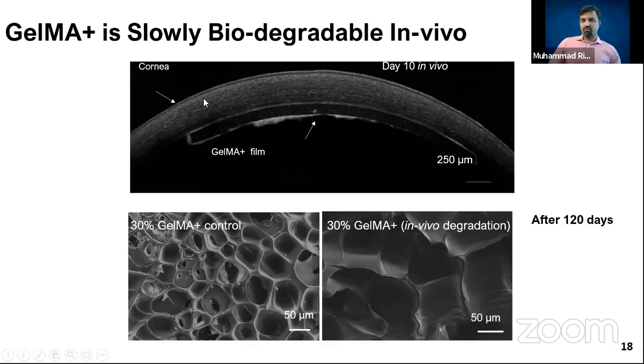We studied that for 4 months, and after 4 months, we could see that it's slowly degrading because these pores are becoming bigger compared to those gels which were not put into the eye. So the idea here is that after we transplant cells into the eye, this hydrogel film will slowly dissolve, and ultimately we will just have cells which are attaching to the cornea. And this is how we will end up reversing the blindness issue.